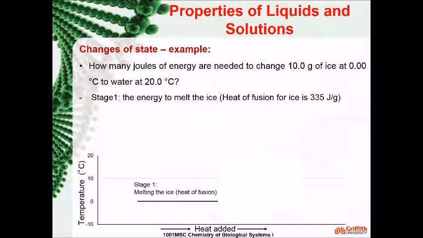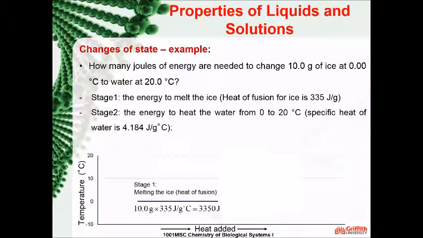For the first stage, we need the heat of fusion for ice, which is 335 joules per gram. You don't need to remember this number, and it will be given to you in the exam if needed. As we have 10 grams of the ice, we multiply 10 by 335 to get 3,350 joules. This is the energy required to melt the ice. Remember, at this stage, the temperature of the sample is still 0 degrees.